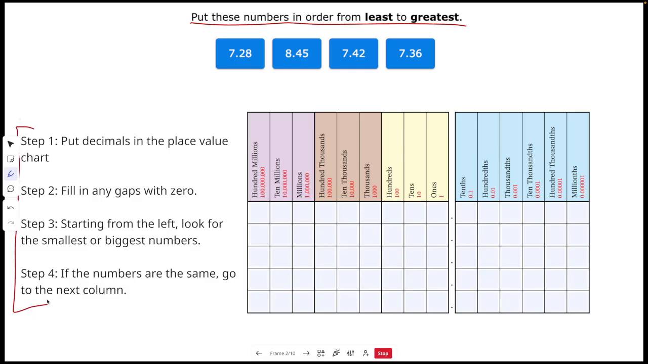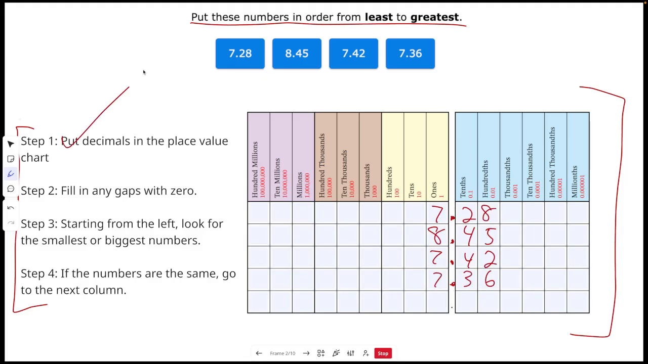Step one, put the decimals in the place value chart. This is the place value chart right here. And so we just put the numbers in, and remember, these are your decimals. So that'll help you line it up nice and neat. So 7.28, 8.45, 7.42, 7.36. All right, step one is done.